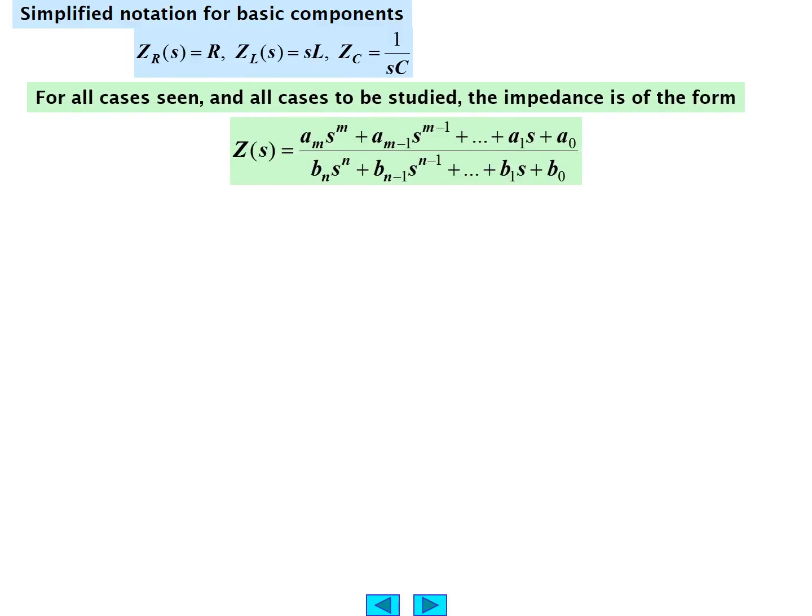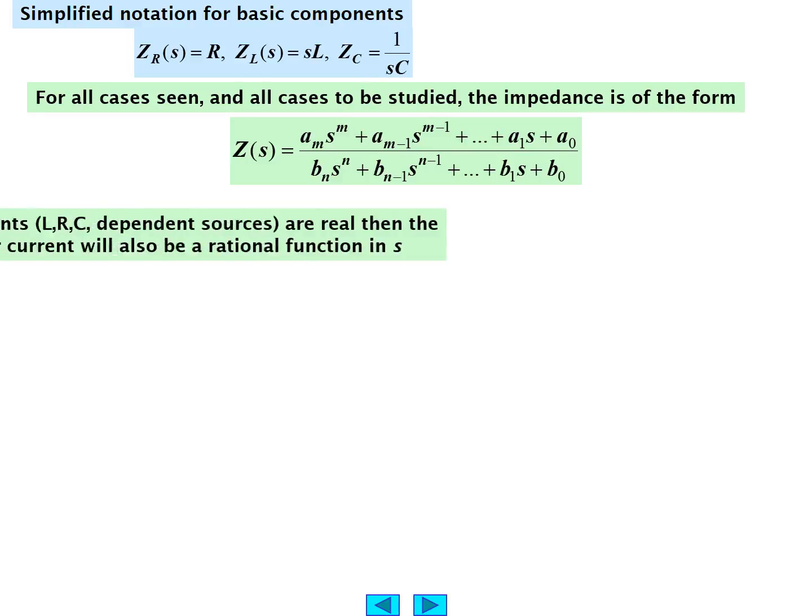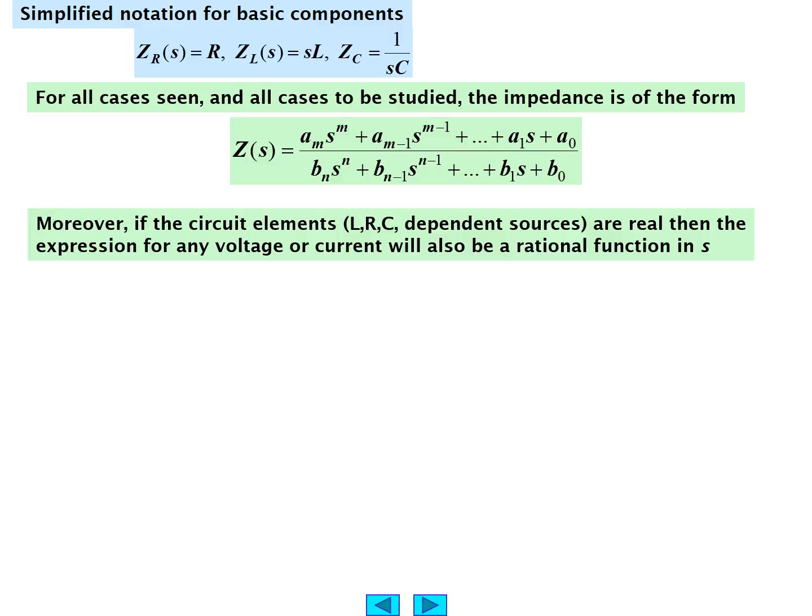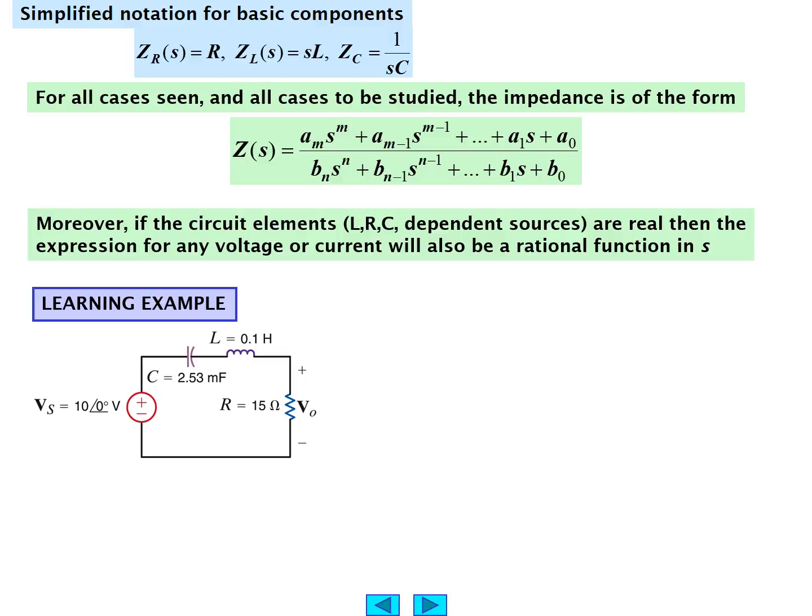In all cases that we've studied and can study, the impedance will be in the form of rational polynomials, a numerator polynomial and a denominator polynomial of various orders. The order of a polynomial, of course, is given by m in the numerator and n in the denominator. If circuit elements R, L, and C and dependent sources are real, then the expression for any voltage or current will also be a rational function of s. To show this, let's try a learning example.